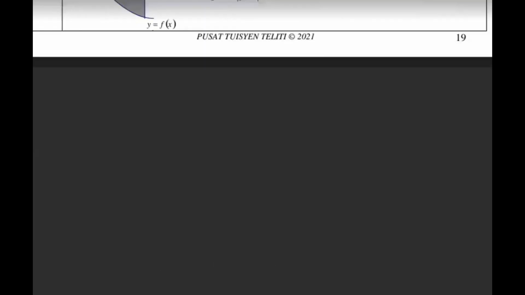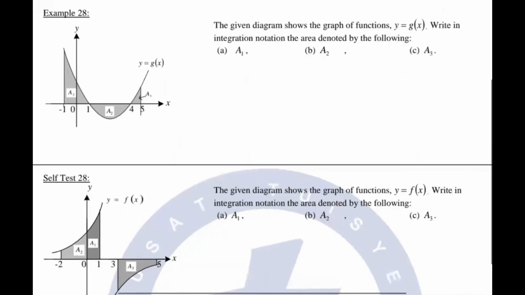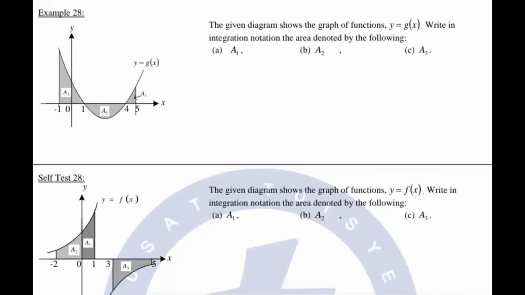I think I need to reload this. One minute. I think this is all about writing integration notation. A very easy question. Now, write the integration notation for the area for each of the following. First one. Where is A1? A1 is here, right? Can you see? So how do you write an integration notation?